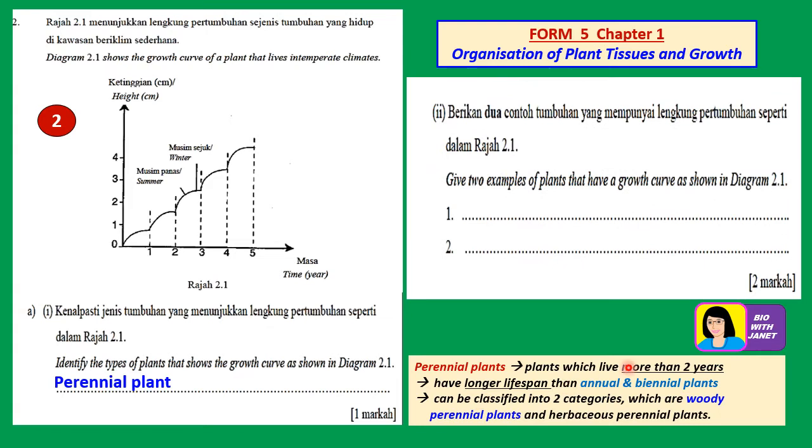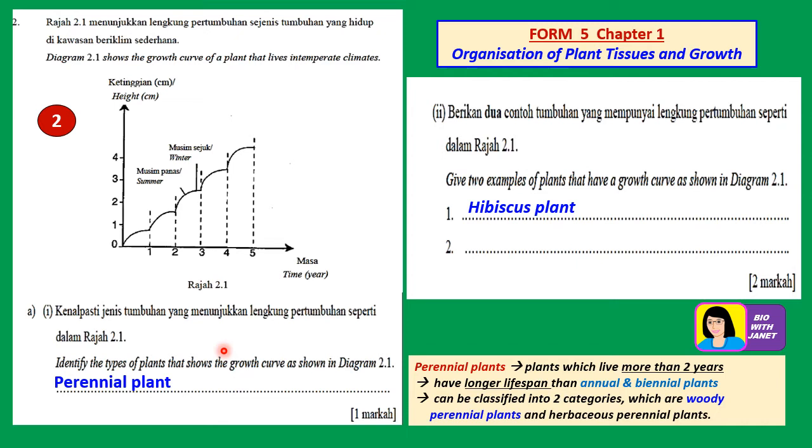Right, next question. Give 2 examples of plants that have a growth curve as shown in diagram 2.1. That means 2 examples of perennial plants. Okay, what is your answer? Now, the most common one that we know of is the hibiscus plant. Like in my school, there's a hibiscus plant that has lived for many years since the new school was built. I think at least 10 years.